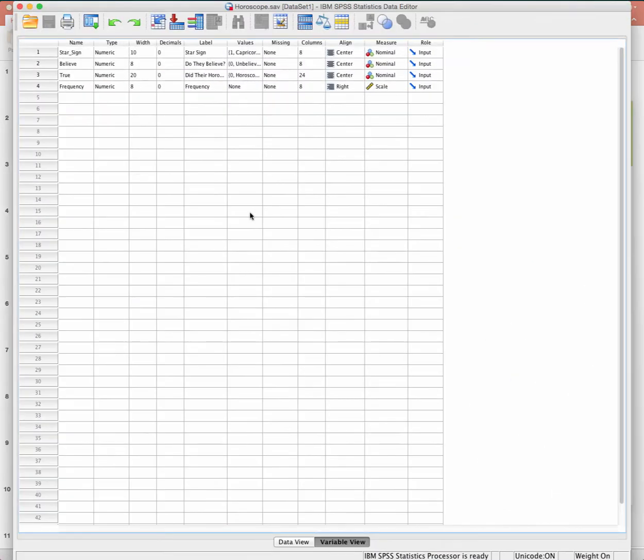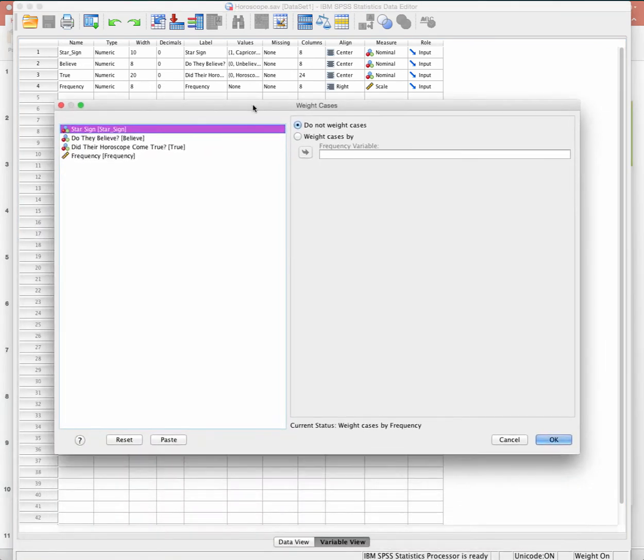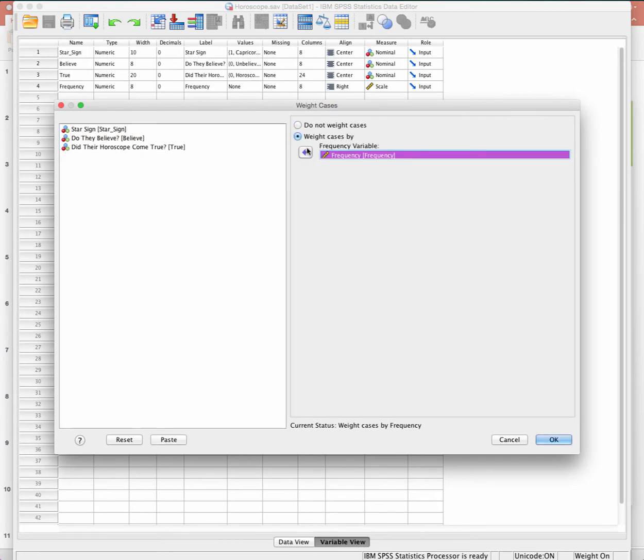We're going to open up our horoscope file, and since the data is entered as frequency values, we need to make sure that we weight the cases by the frequency. So I'm going to go to Data, Weight Cases, and then select Weight Cases by, and move the frequency variable into the frequency variable box. And then I'm going to hit OK.